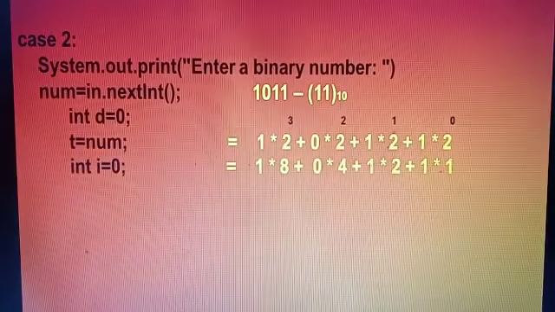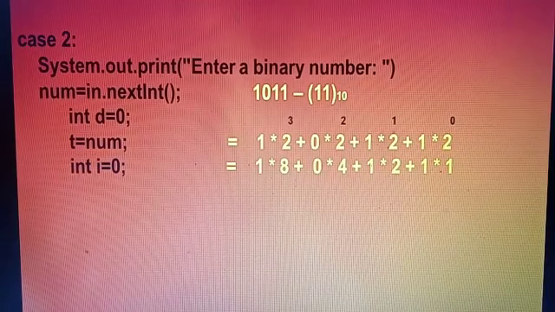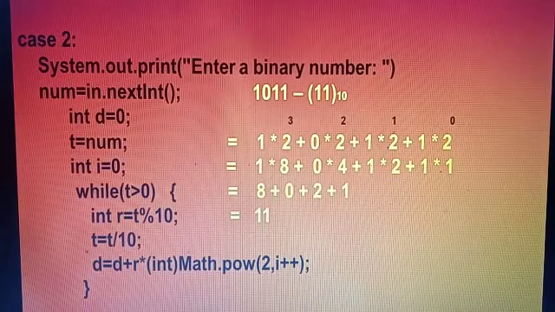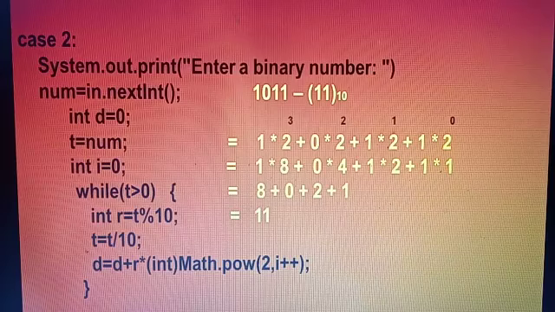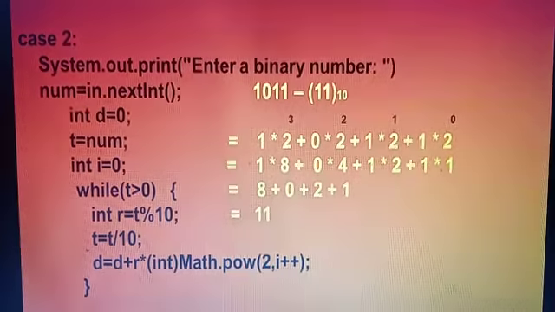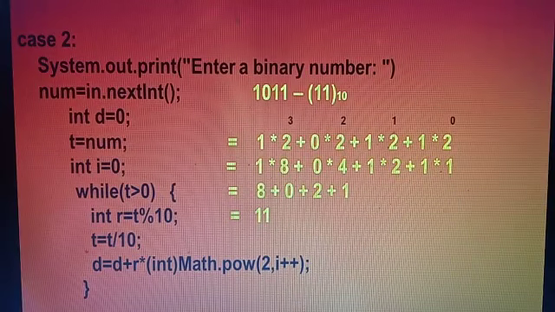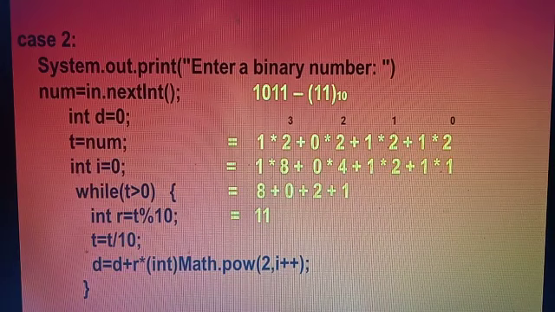Now you have to enter here which number? Binary number. System.out.print("Enter a binary number"). Then you have a number, num = in.nextInt(). Now suppose you enter a binary number. How will you do this? So the binary number is 1011 and you have to find out the decimal of that.